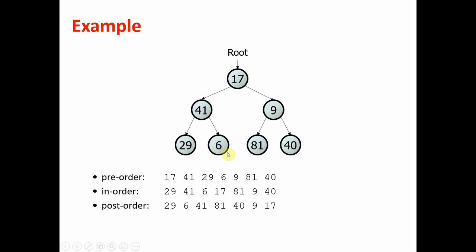Now for the root, I traversed through all the nodes to its left and all the nodes to its right. Now I can display the root. See, in the pre-order, the root is displayed first, but in the post-order, it is displayed last.